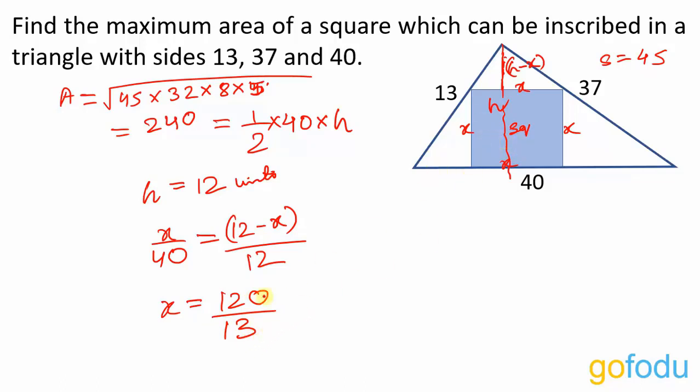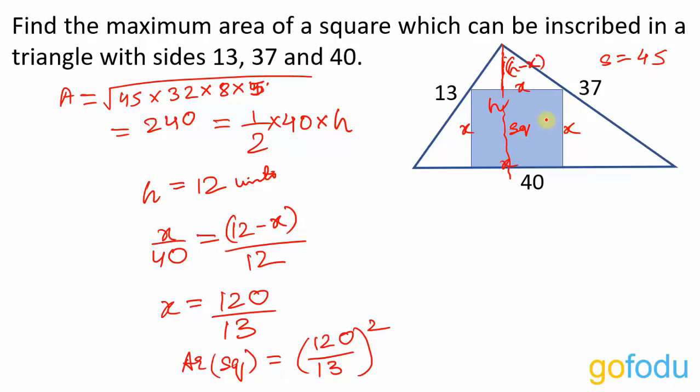And area of this square will be 120 upon 13 whole square. And this value is not half of the area of the overall triangle. Okay, it will not be half of area of the overall triangle.